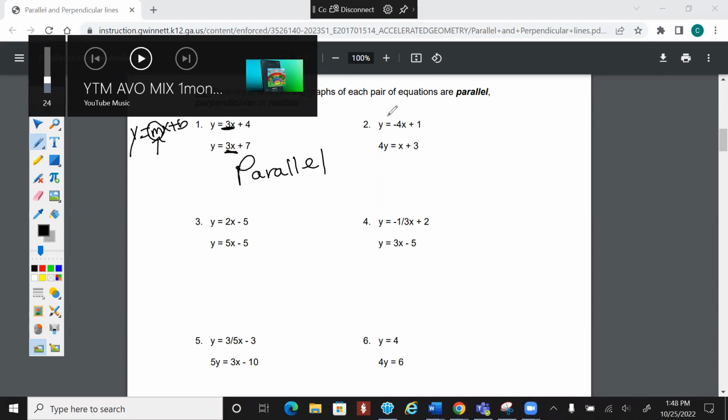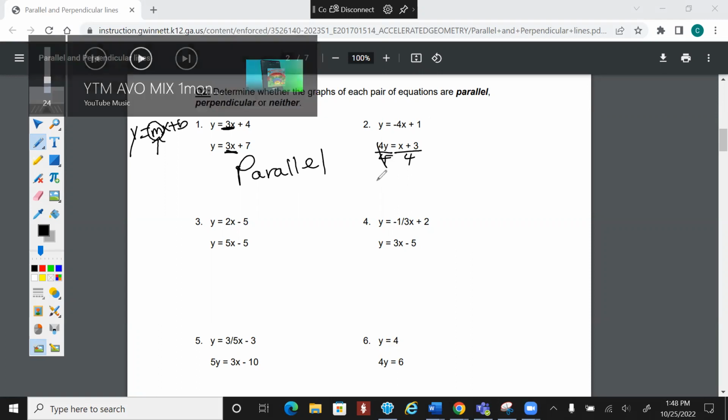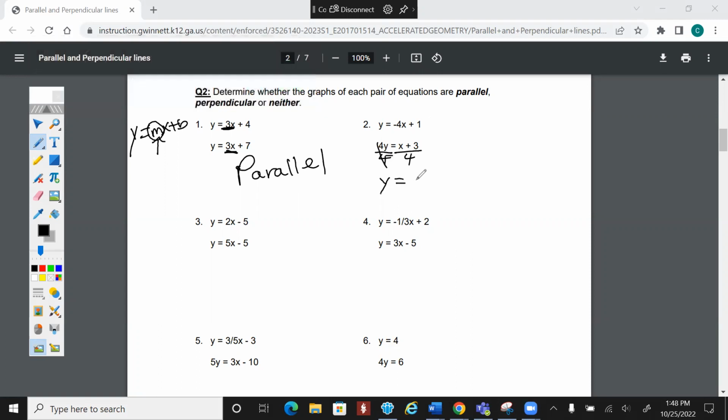On this one, it's already in y equals mx plus b. This one, I need to move it. I'm going to divide by 4 on both sides. And that's going to give me y equals 1/4 x plus 3/4. Now we're looking at the slope. We're looking at this one, which is -4, and this one, which is 1/4. Are they the same? No, but are they negative reciprocals of each other? That means flip the fraction. Yes, they are. So that means perpendicular.